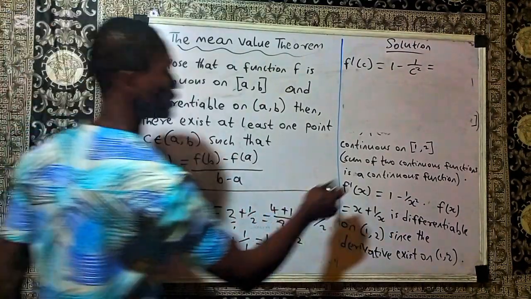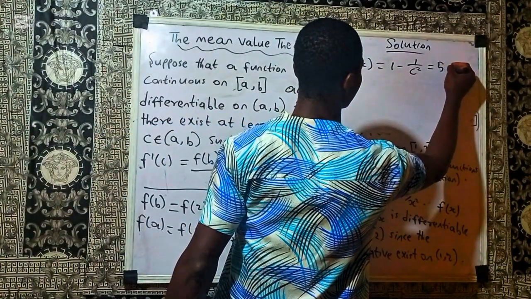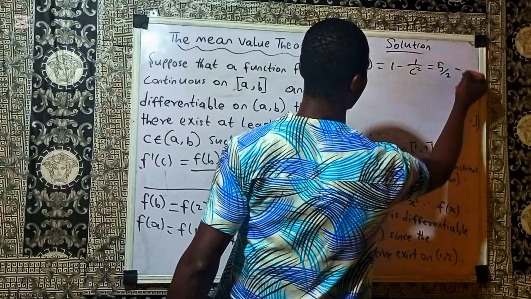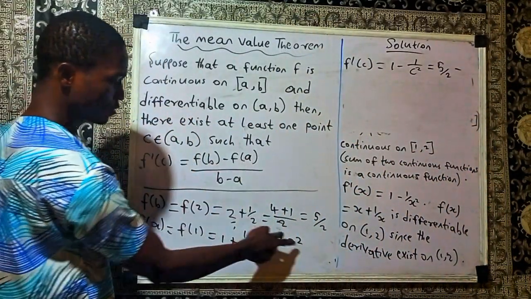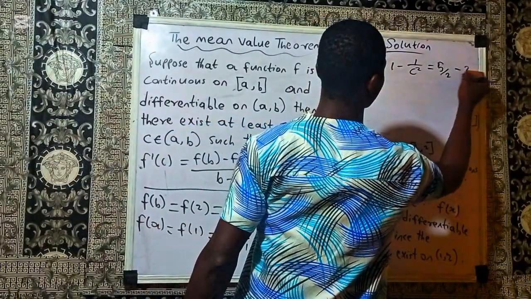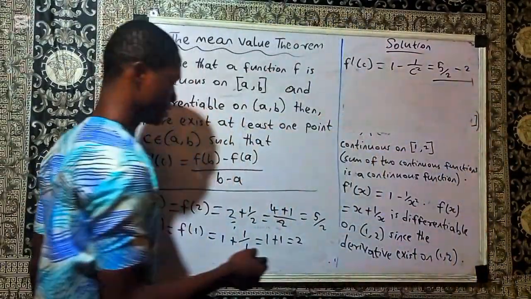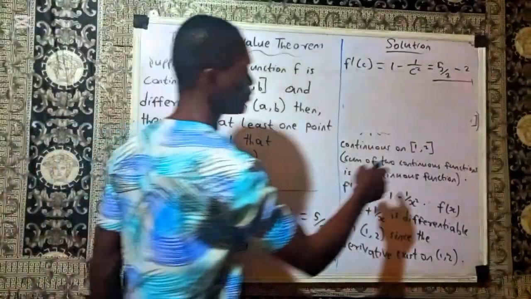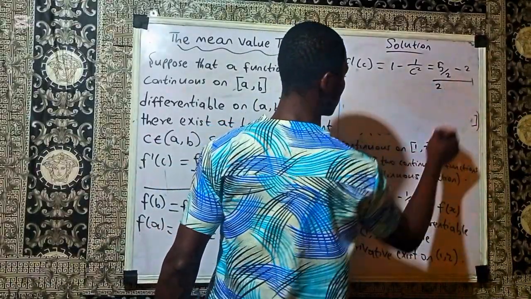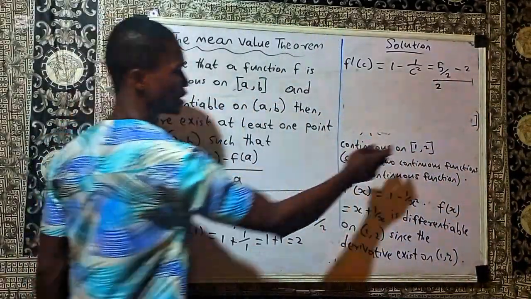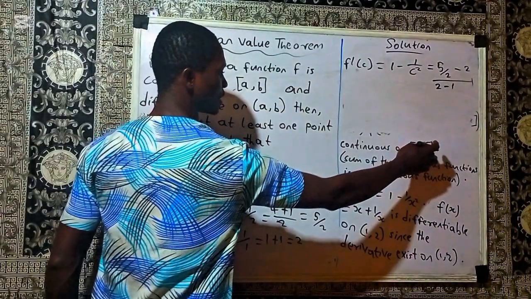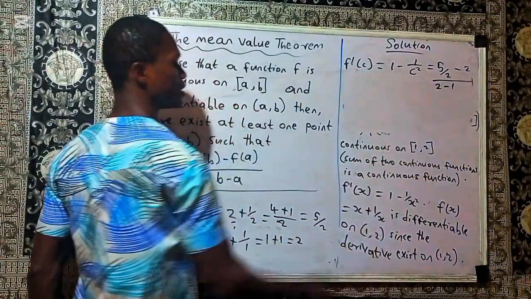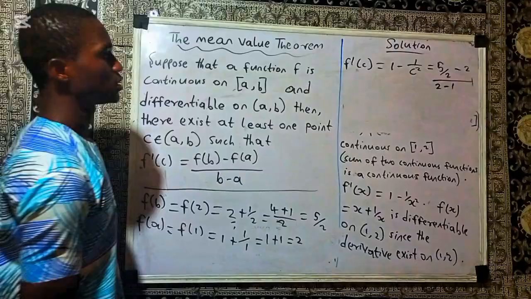What is F at B? 5 over 2, minus, what is F at A? 2, divided by B minus A. What is your B? The last point, 2. What is your A? The first point, 1. So we have done this minus this. B is the last point and A is the first point.